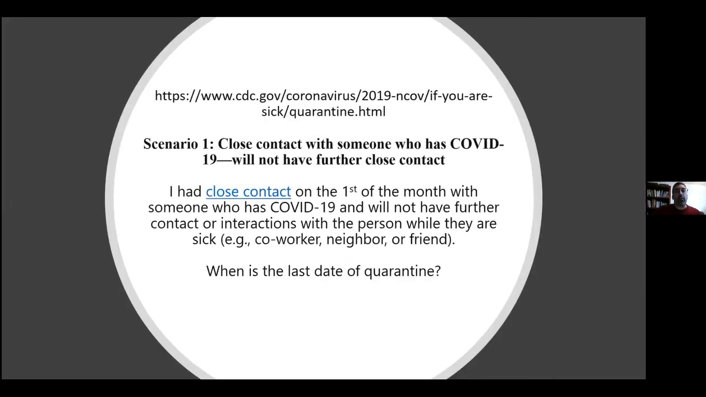Okay, so now we're going to get into some scenarios. There are 4 scenarios put out by the CDC. Scenario 1 is close contact with someone who has COVID-19 and will not have further close contact. So this may be time for you to chime in here, looking for an answer from you. Say you had close contact on the 1st of the month with someone who has COVID-19 and will not have further contact or interactions with the person while they are sick, for example, a coworker, a neighbor, or a friend. Mind you, the quarantine period starts 24 hours after the 1st of the month. So when would our last date of quarantine be?